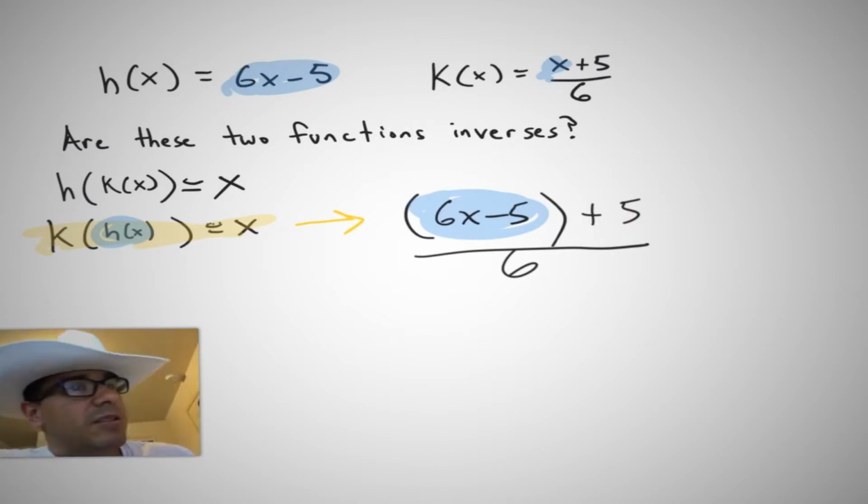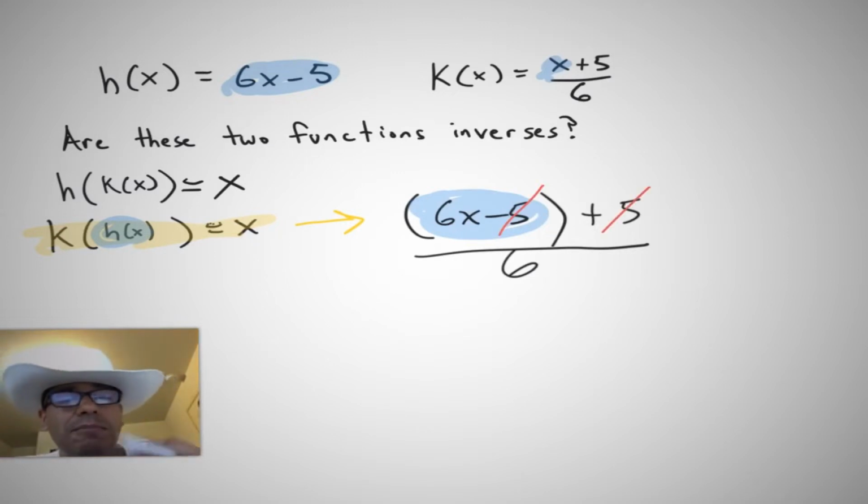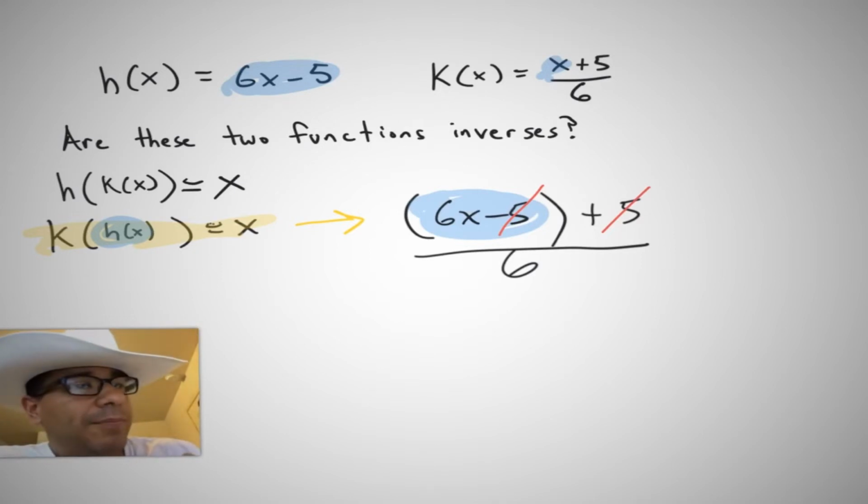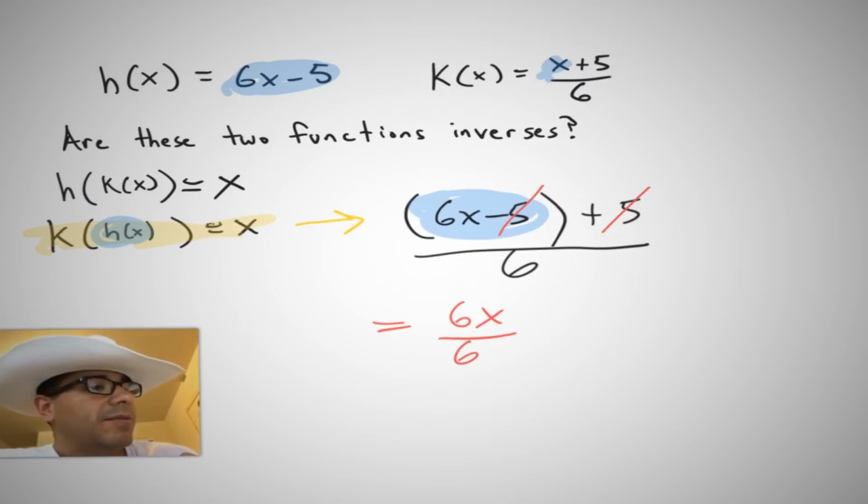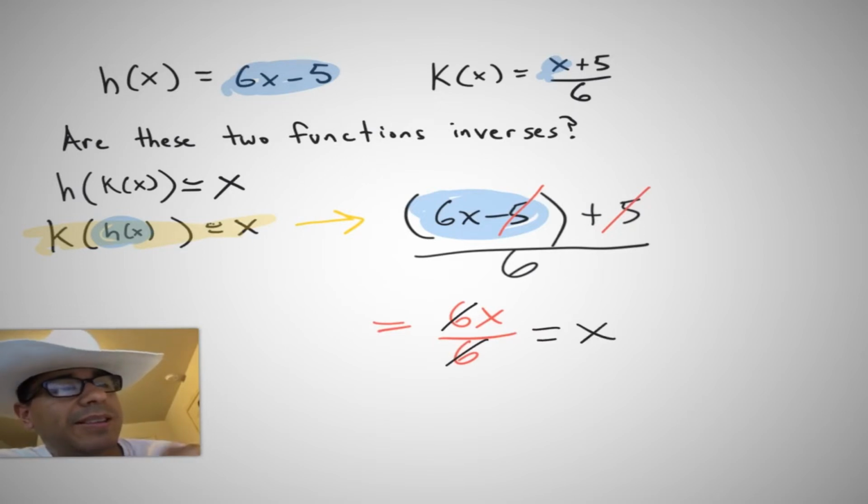That's right, they cancel. And I don't have to worry about the parentheses in this case because there's nothing to distribute. So we're left with 6x over 6. In our numerator, all we're left with is 6x. In the denominator, we just have that 6. And what's going to happen to these two? Bam, they cancel. And what do you know, they leave us with what we started with.